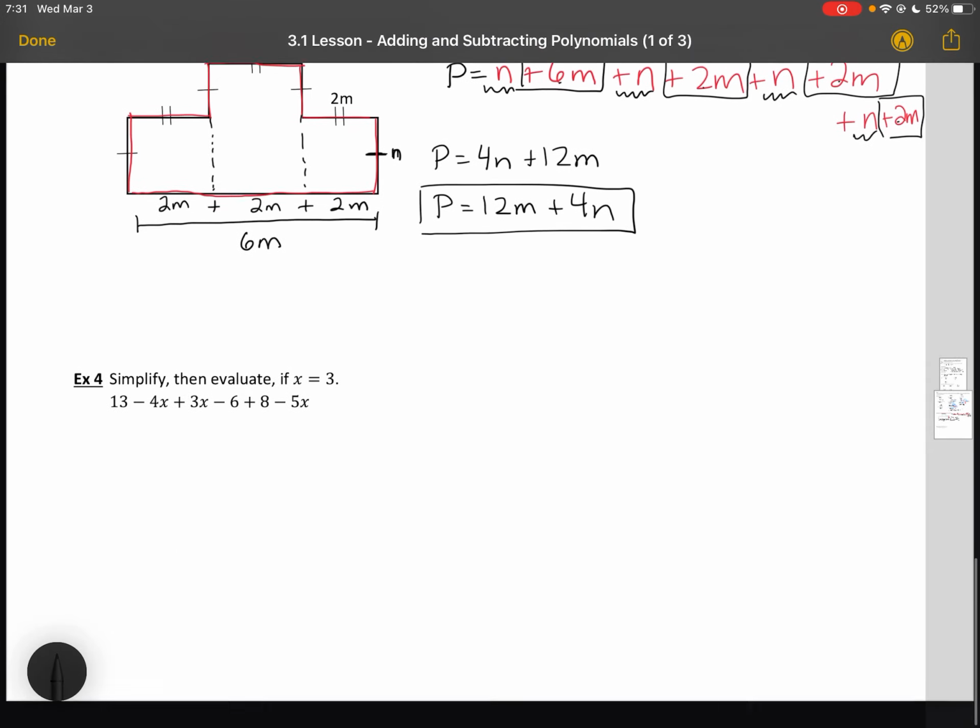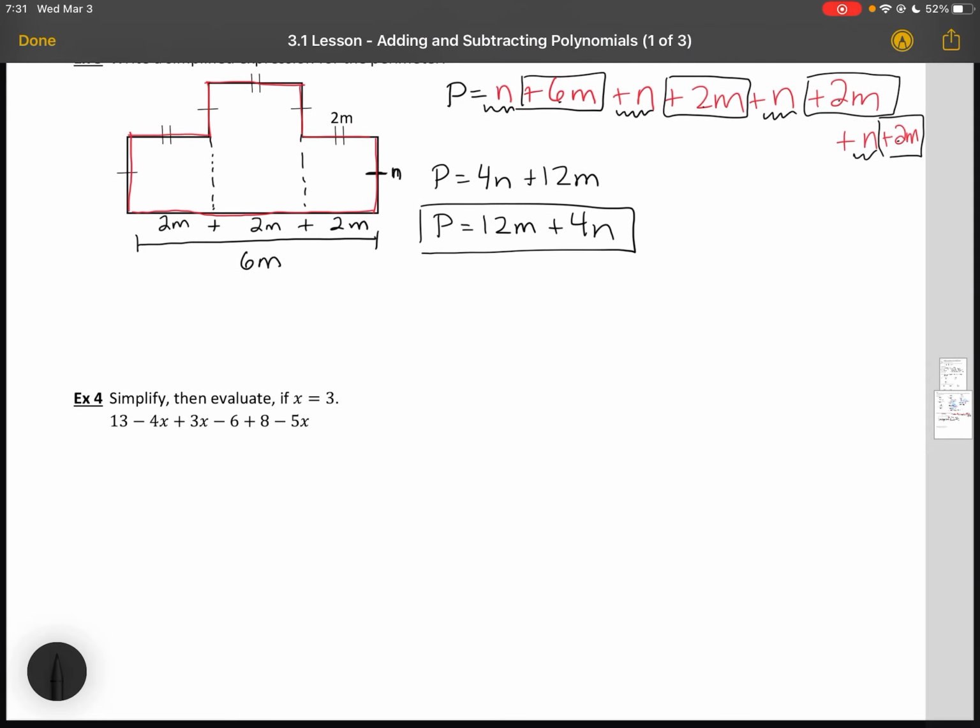The last thing that we're just going to review is simplifying. We've done this before with substitution, where we replace a variable with a number, but now I'm going to give you an expression that you can collect like terms in first. So I'm going to underline all my terms that have an x. I've got 3 of them. And then I'll circle all my terms that have a number, because those terms are like too.